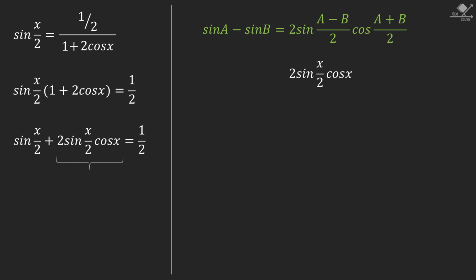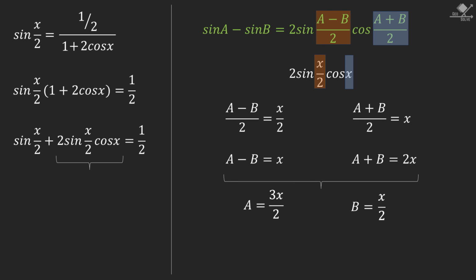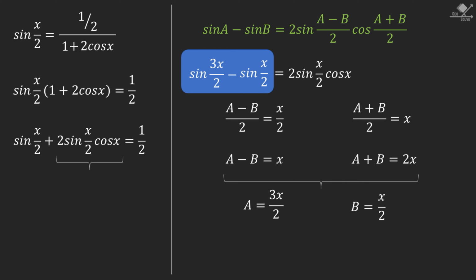But we must make them look exactly like each other. To do that, the insides of sines and cosines must be equal. So let's equate them as follows. From here, a minus b will be x and a plus b will be 2x. Solving these two equations will give us a equal to 3x over 2 and b equal to x over 2. So our term can be written as this. Now let's go back to our main equation and replace this term with the term we have just found.